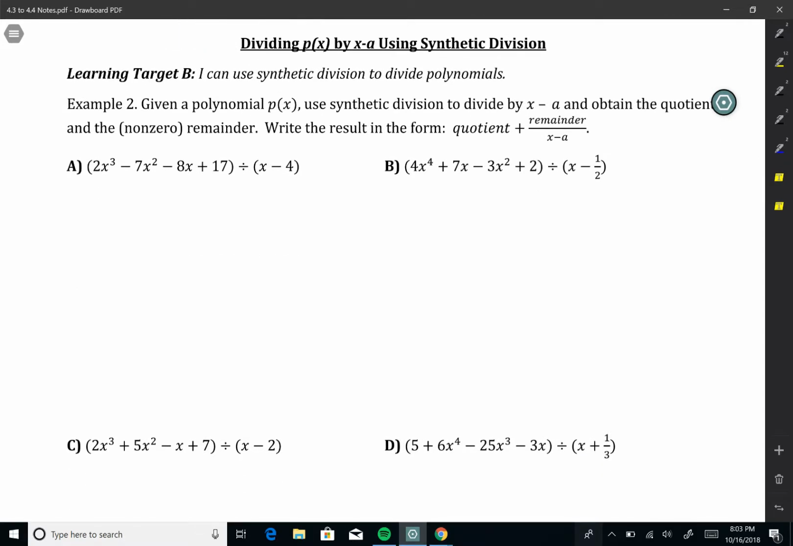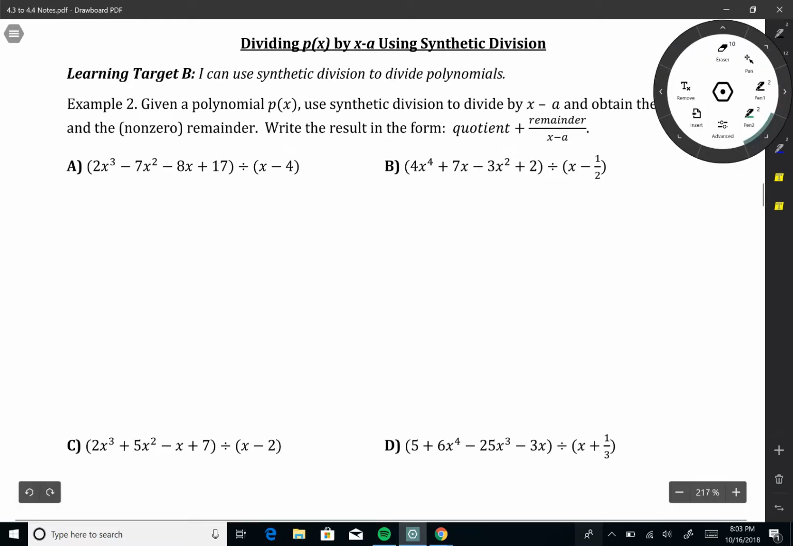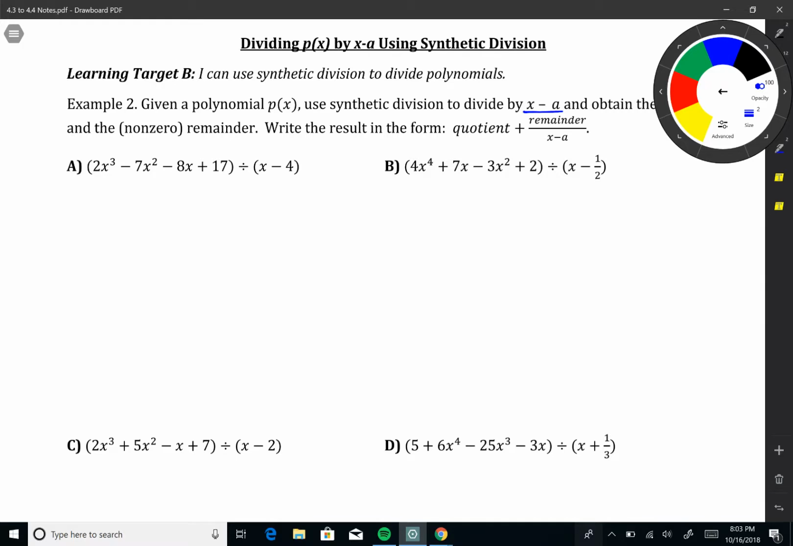Synthetic division. I can use synthetic division to divide polynomials. Given a polynomial p of x, use synthetic division to divide by x minus a and obtain the quotient and a non-zero remainder. Write the result in the form quotient plus remainder over x minus a, as we always do. One thing about synthetic division: I specifically am dividing by this x minus a. We can only use synthetic division when we have a linear polynomial like that, so we can't have an x squared or an x cubed to divide by.